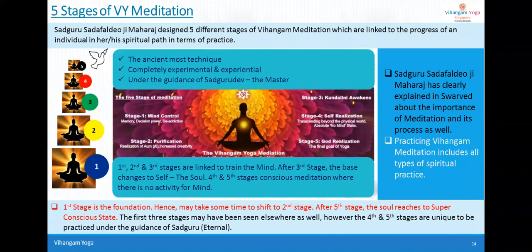Self-realization means we meet ourselves. What is the meaning of we meet ourselves? We experience ourselves. So far we have probably had experience of our body. We have experience of our sense organs. We have experience of our mind. We have experience of our emotion. We have experience of our feeling. But we have not experienced ourselves. The one which is experiencing all these things, we have not experienced that.